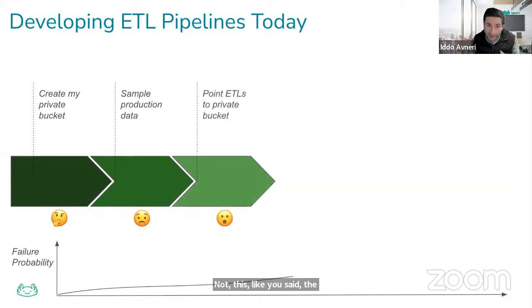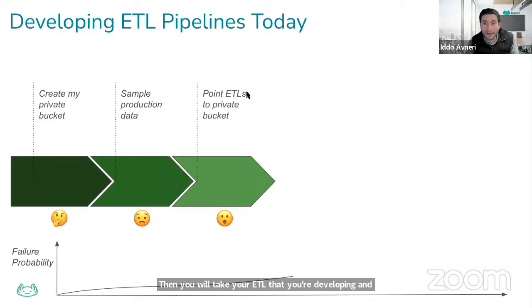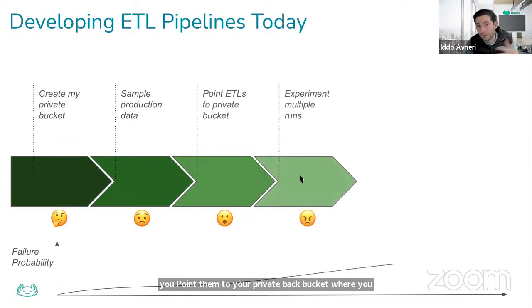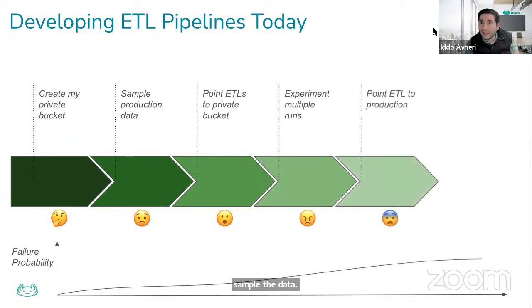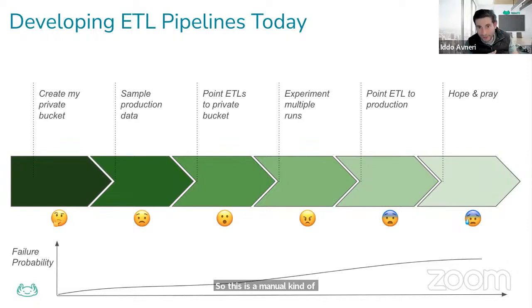Then you will take the ETLs that you're developing and point them to your private bucket where you sample the data, and you will experiment, running multiple runs. When you're done, you will point your ETL to production and hope that everything is going to work in production. So this is a manual kind of process that we typically go through.